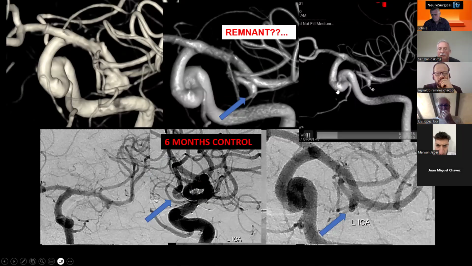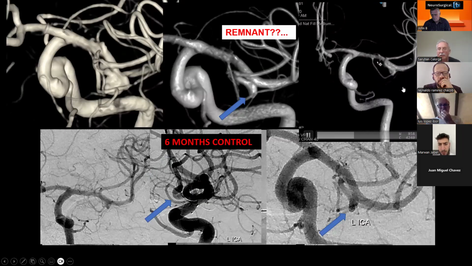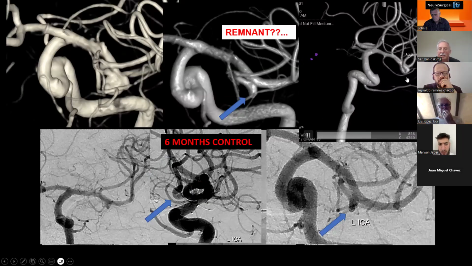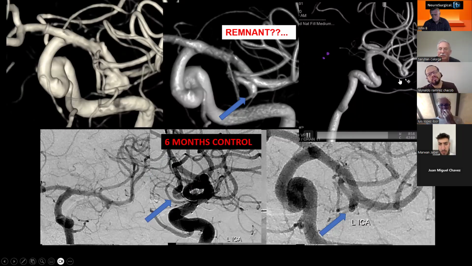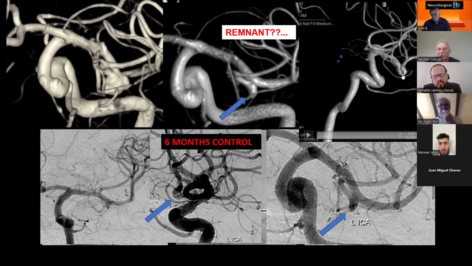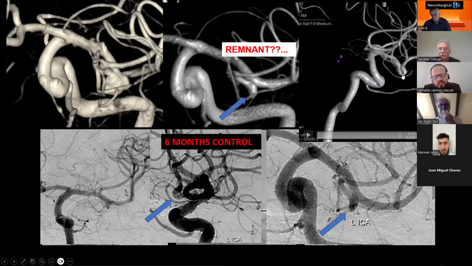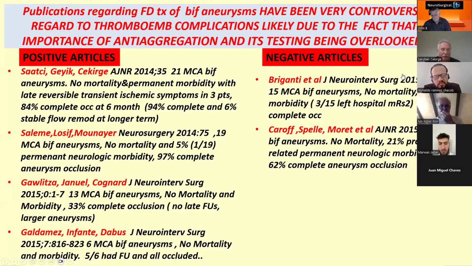Just turn around, turn the other side. See, the aneurysm is reversely remodeled and becomes a continuation of the inferior trunk. Okay, so this wasn't a remnant.